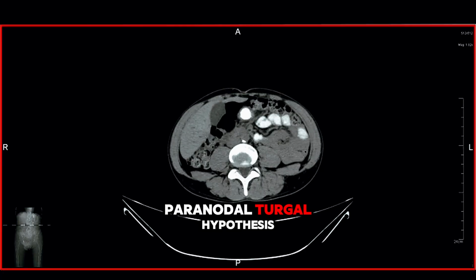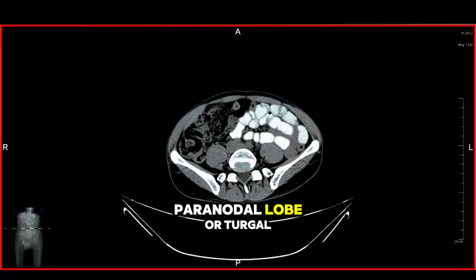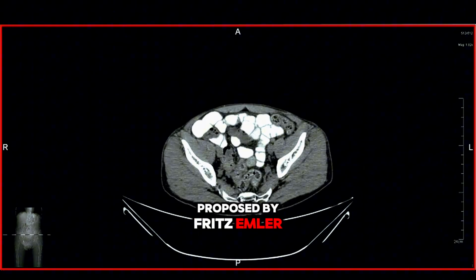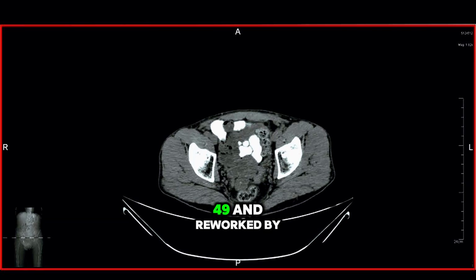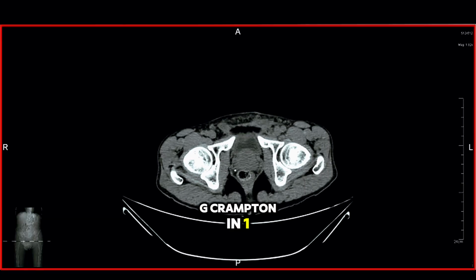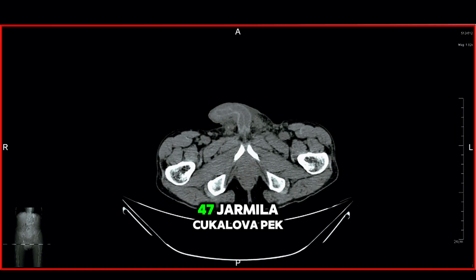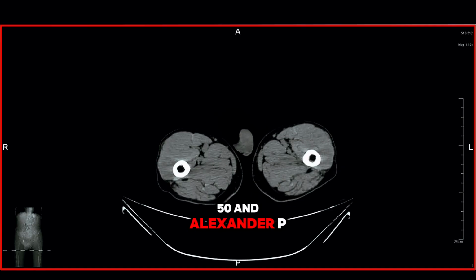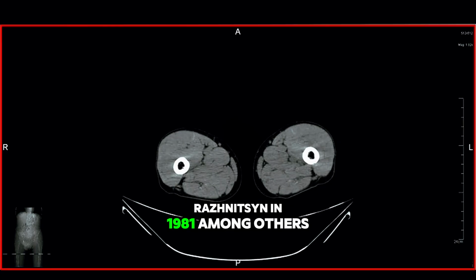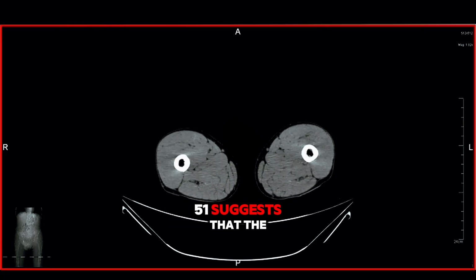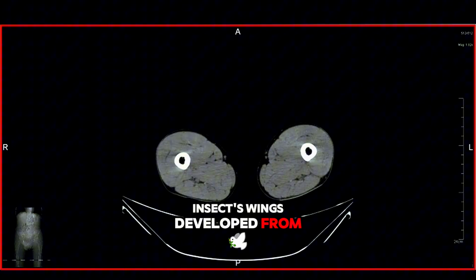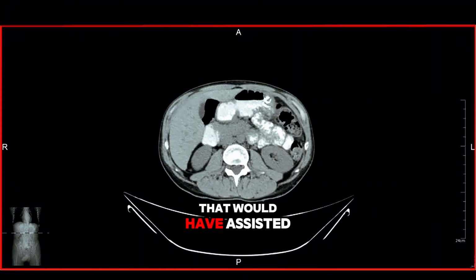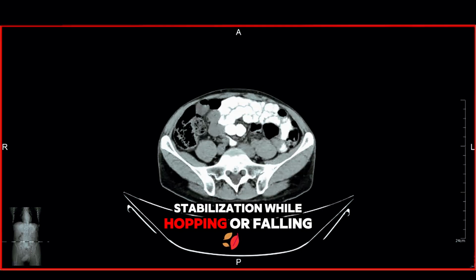Paranotal tergal hypothesis. The paranotal lobe or tergal dorsal body wall hypothesis, proposed by Fritz Müller in 1875 and reworked by G. Crampton in 1916, Jarmila Kukalová-Peck in 1978, and Alexander P. Rasnitsyn in 1981, among others, suggests that the insect's wings developed from paranotal lobes, a pre-adaptation found in insect fossils that would have assisted stabilization while hopping or falling.